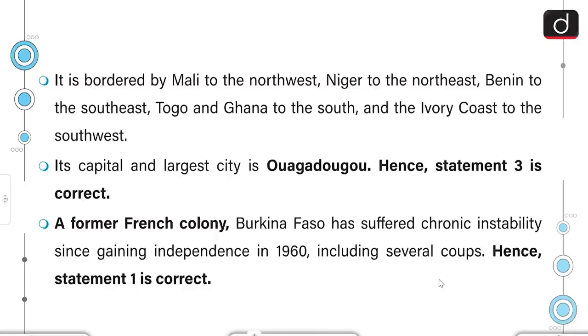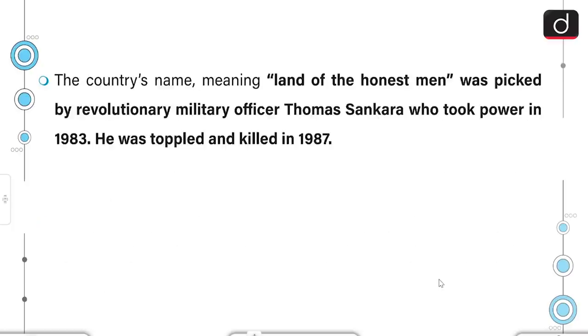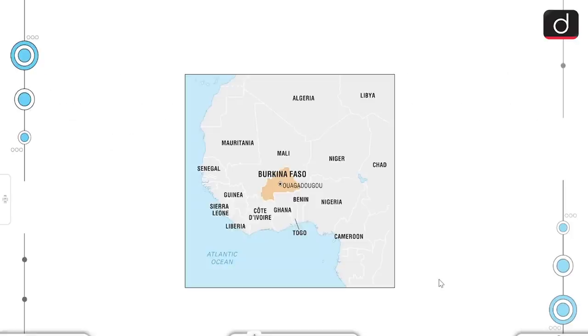A former French colony, Burkina Faso has suffered chronic instability since gaining independence in 1960, including several coups. The country's name, meaning Land of the Honest Men, was picked by revolutionary military officer Thomas Sankara, who took power in 1983 and was toppled and killed in 1987. Moving on, let's look where Burkina Faso is. Landlocked country in West Africa.